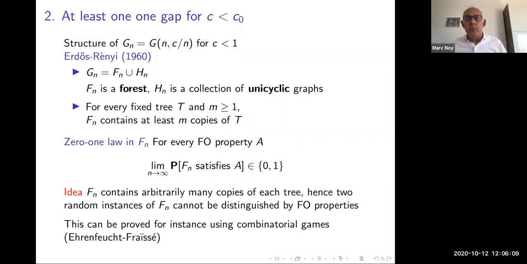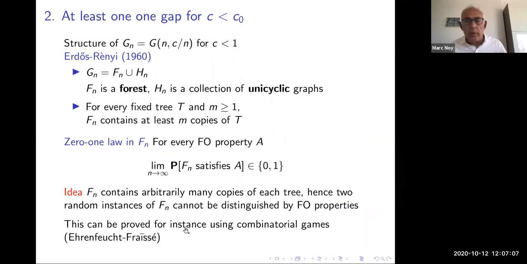This means that if we restrict to the forest part, and we forget about the unicyclic part, then there is a 0-1 law. The limiting probability that this forest satisfies a first order property converges, and it is either 0 or 1. Why is this? Well, Fn contains arbitrarily many copies of each tree. So two random instances of this random forest cannot really be distinguished by FO properties. If you know the Ehrenfeucht-Fraïssé games, then this is clear, because in this two player game, duplicator can always win, because you can always find a copy of a tree where you can play your round of the game.